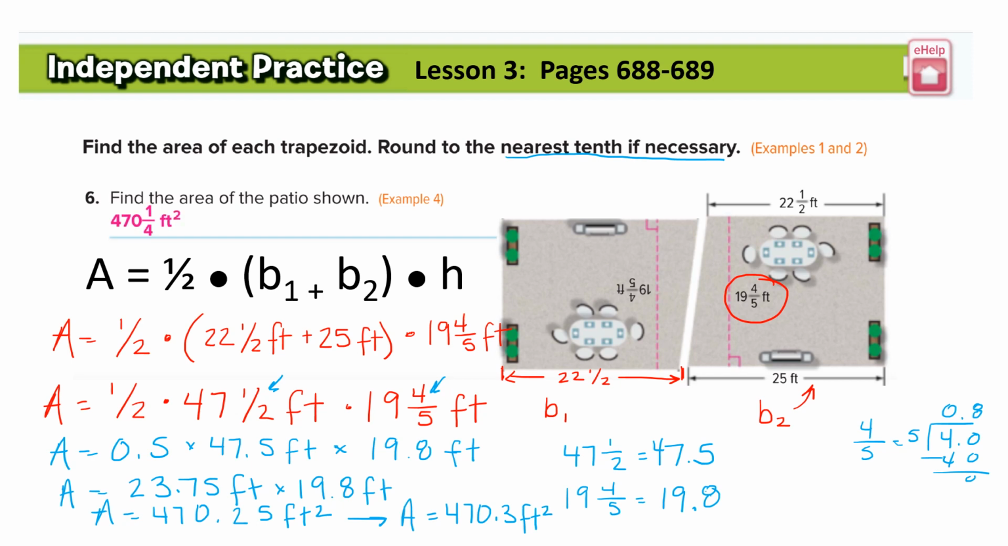Okay. Let me just go back here. So they kind of didn't round it. So notice how we have this. Well, what is 25 hundredths? 25 hundredths is 1/4. Okay, so that's the answer as a fraction, and then the answer as a decimal would be 470.25 feet squared. So they really didn't round it. All right, there you go.